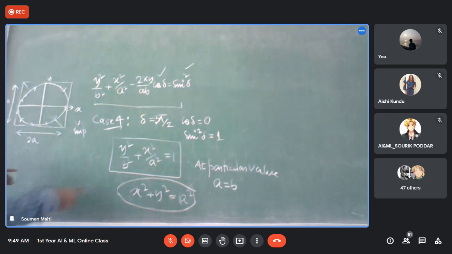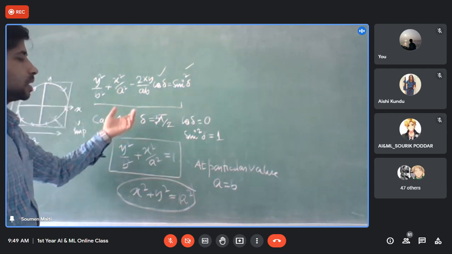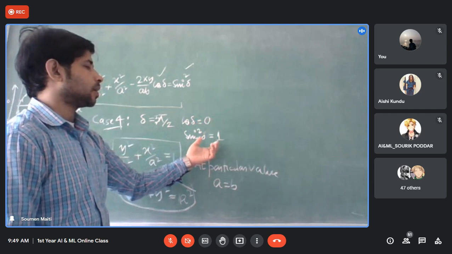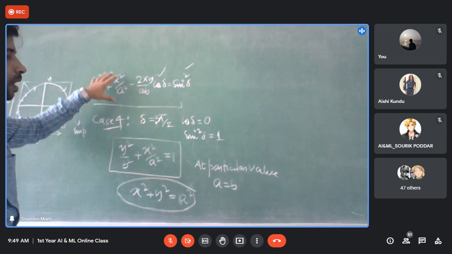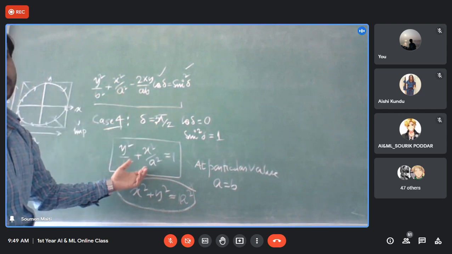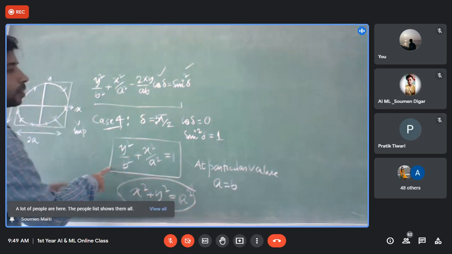So my point is that, look at this. What is the condition? Delta equal to 3 pi by 2, cos delta will be 0 and sin square delta equal to 1. If I put that here, what will be the equation then? Obviously it will repeat the same equation. That's why I have not erased it.